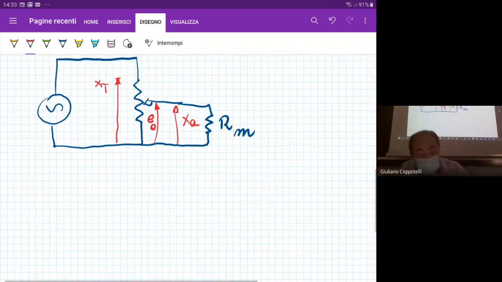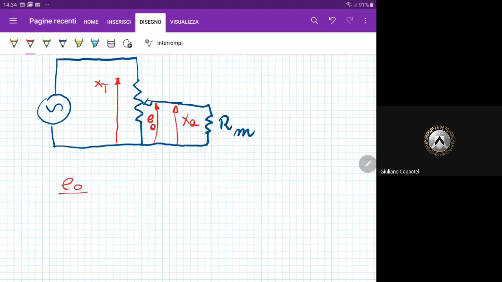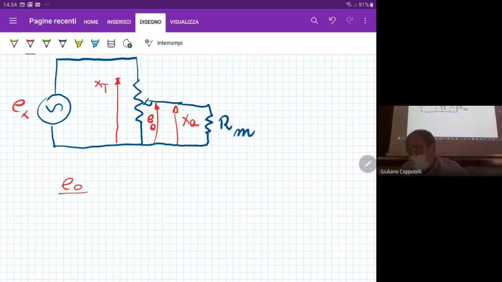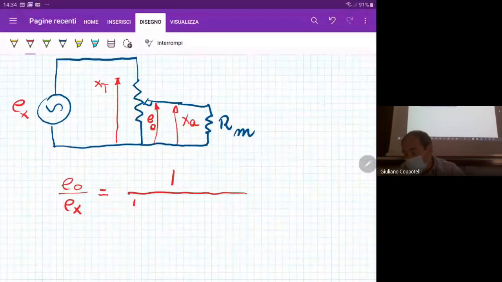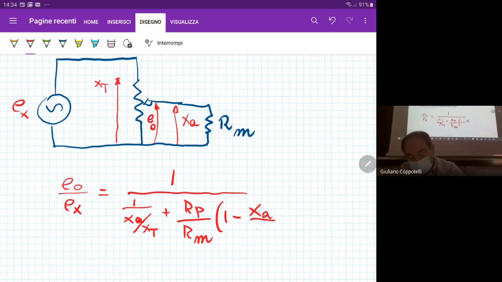We can see, and I'll prove it with you right now, that the ratio between the output tension and the input tension, let me call it X, is given by this equation. 1 over 1 over A plus 1 over Rm times XA. Okay, that is your final equation.